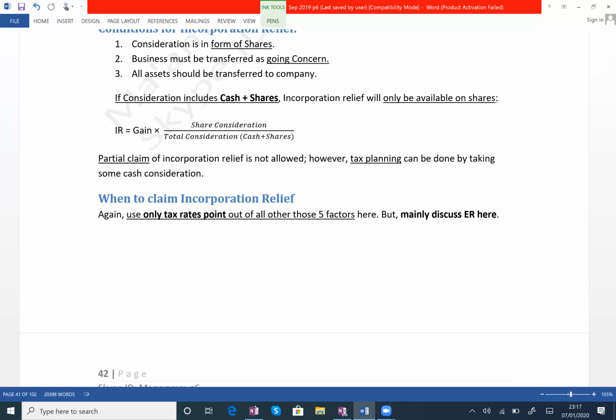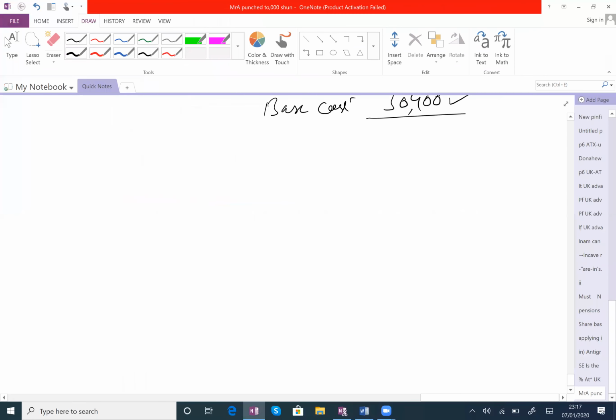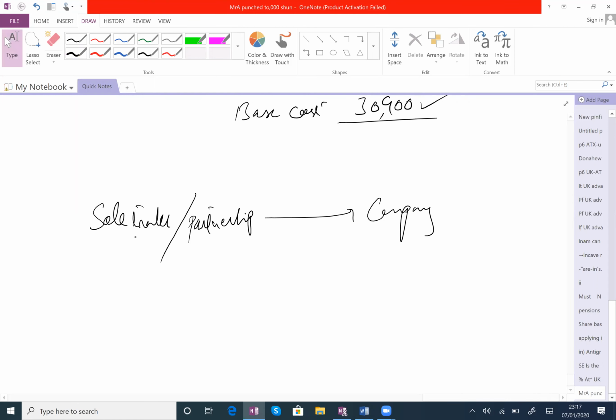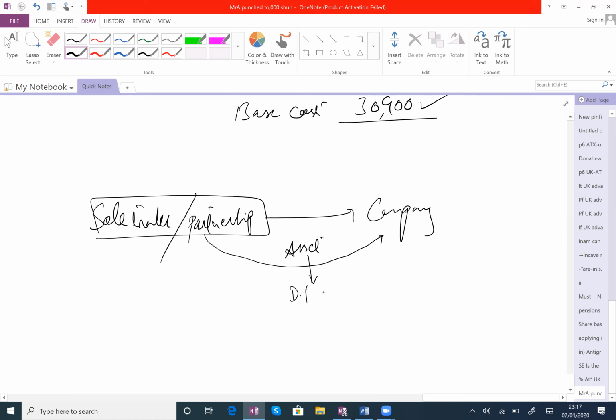Okay. Just make a diagram. The scenario is when you transfer a sole trader or partnership business, meaning an unincorporated business, into a company, right? Then when you transfer the business into a company, it means all the assets of this partnership or sole trader business you are transferring to the company. And on these assets, disposal proceeds less cost, a gain arises.